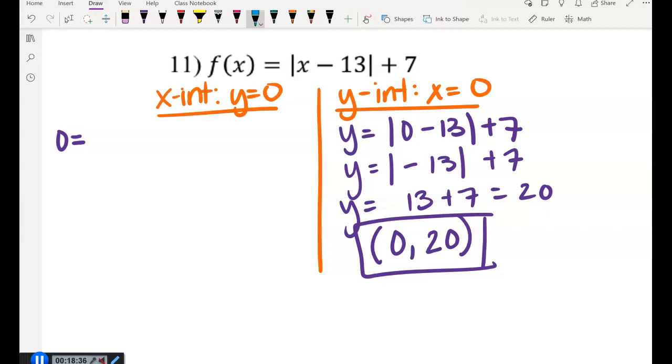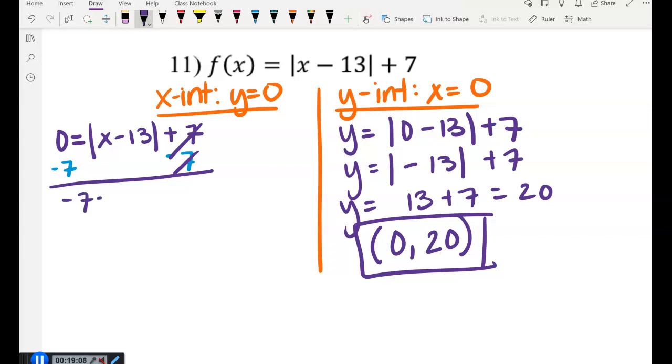0 equals, what do we write? 0 equals what? You mean absolute value of x minus 13? Yeah. Oh, okay, plus 7. Now what? How do we solve for the x-intercept? Subtract 7. Yep, we still have to isolate the absolute value, just like earlier. So now we have negative 7 equals absolute value of x minus 13.